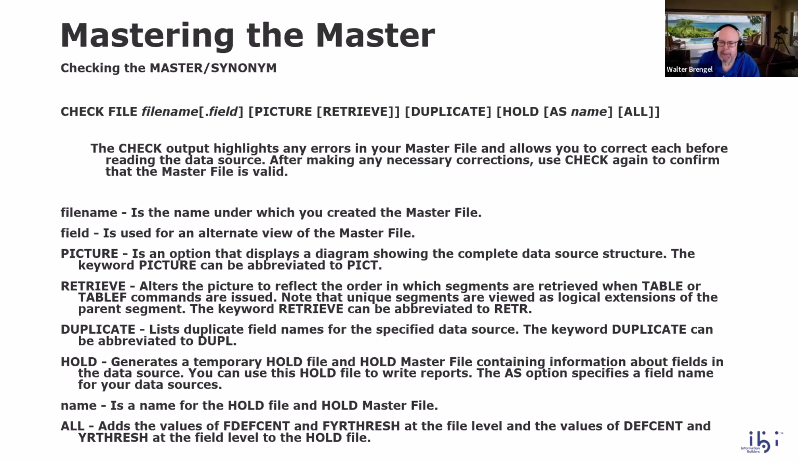DUPLICATE lists duplicate fields. HOLD will take the check file information and create a HOLD file out of it. That way you can do a CHECK FILE CAR HOLD, and then you can report off of HOLD to get more detailed reporting of the fields. All right.